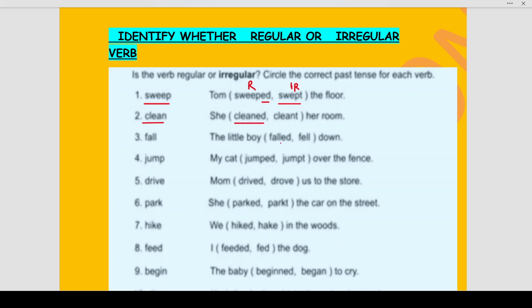Fall. The little boy fall down or fell down. Fall takes an irregular form of its verb and becomes fell. So the little boy fell down.